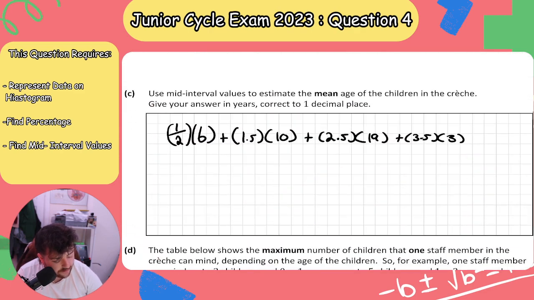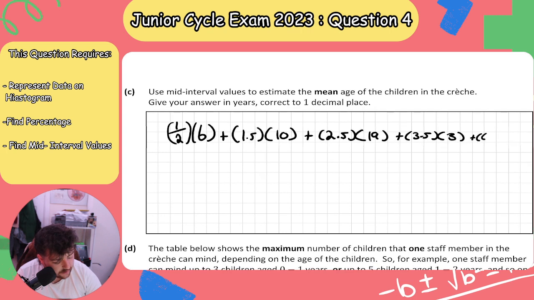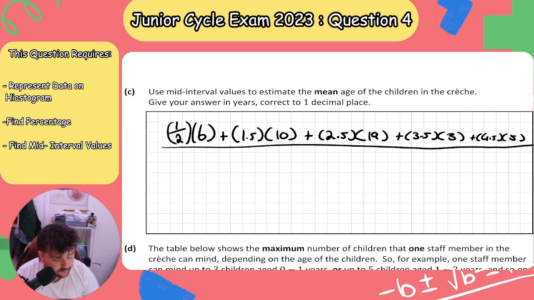Yep. And then finally 4.5 times 5. And I'm dividing all of that by the total amount we have, which is 43. So we're just multiplying the middle value in the range by the frequency of how many there are, and then we're dividing everything by the total amount of children.